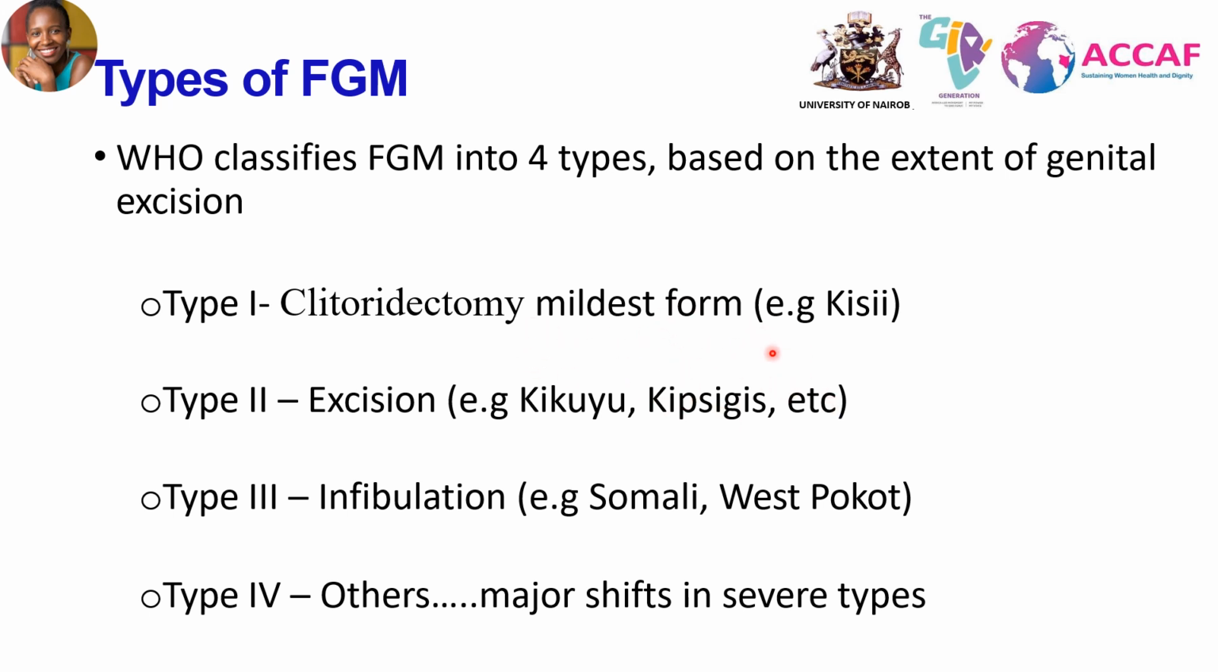Research shows that in Kenya this happens in communities like the Kisii, which are located in the western part of the country. Then we have type 2, which is excision. Type 2 happens in the communities along the Rift Valley and in the central region, like the Kikuyu and the Kipsigis. And type 3 is called infibulation, which is very severe and happens around communities like the Nilotes and also the Cushites, like the Somalis, and including the West Pokot. Type 4 caters for what we call others.